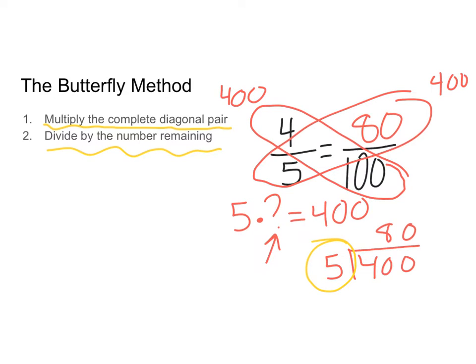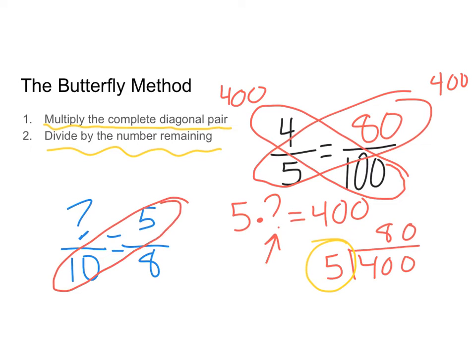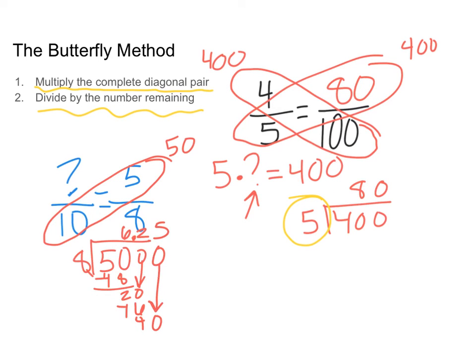Let's try it again. Let's say we have something out of 10 is equivalent to 5/8. Well, the pair we know is 10 times 5, and that gives us 50. And then we don't know the 8, so we're going to do 50 divided by 8. When we do that, we get 6.25, which means that 6.25 times 8 must also equal 50.